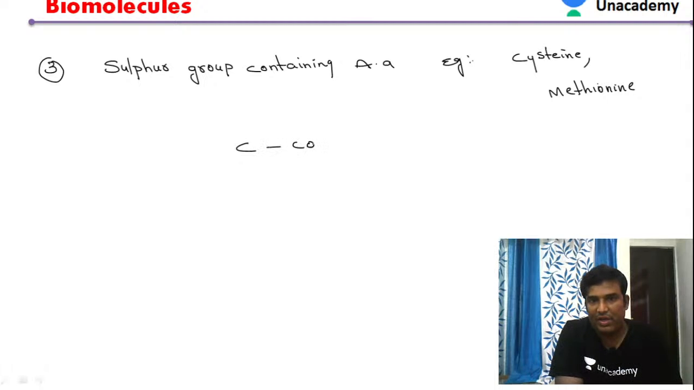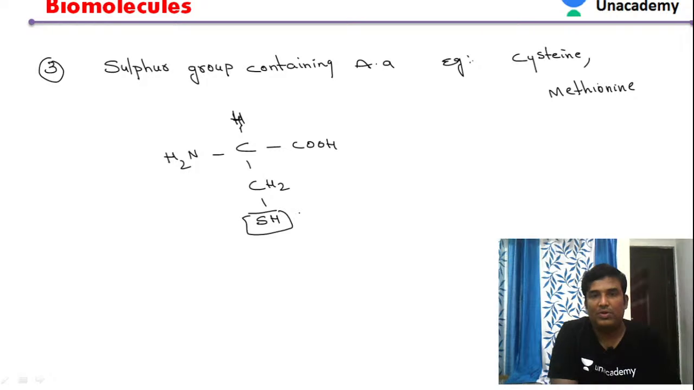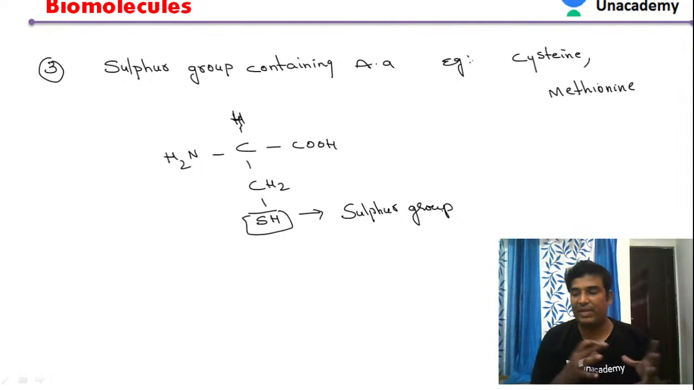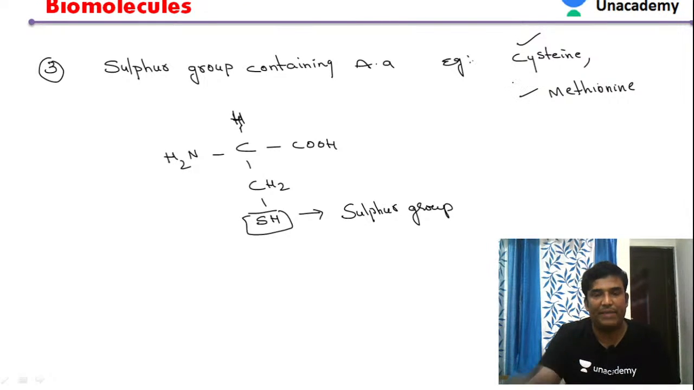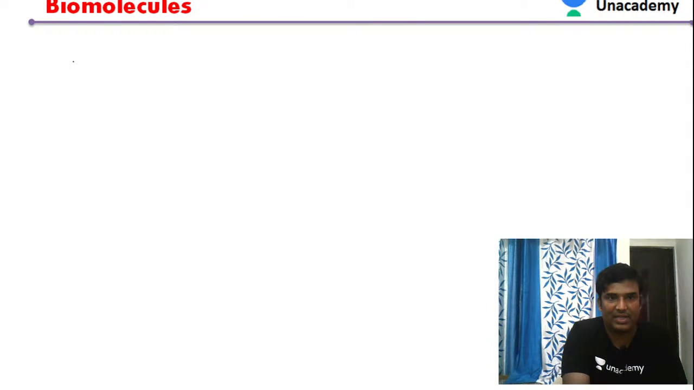Let us see the structure of one of the amino acids, like cysteine. If you see this structure of cysteine, CH2 SH, here you have the sulfur group. So in the side chain of the amino acid you have a sulfur group. Sulfur group containing amino acids means cysteine and methionine. These are the two amino acids where the sulfur group is present. Let us see the next one.